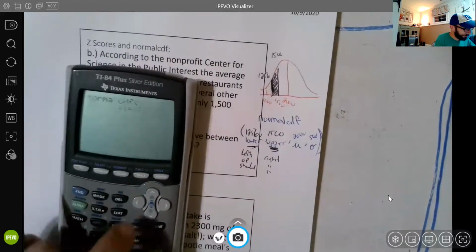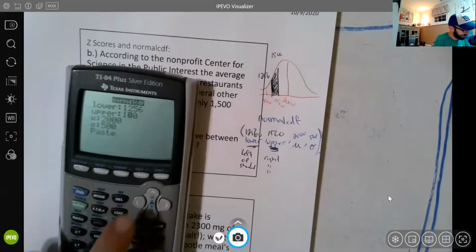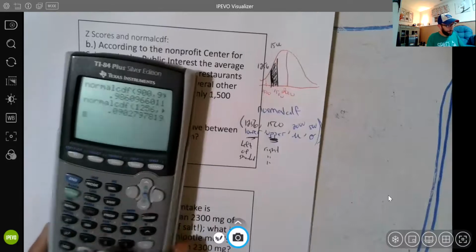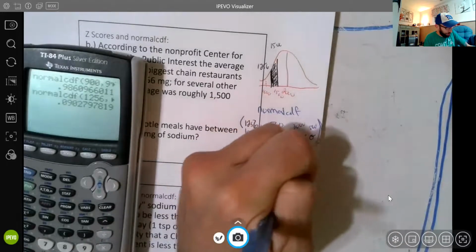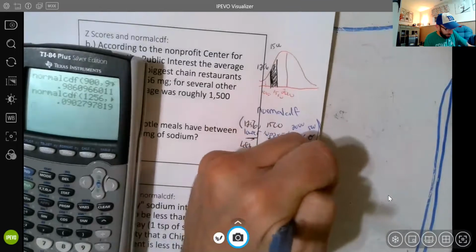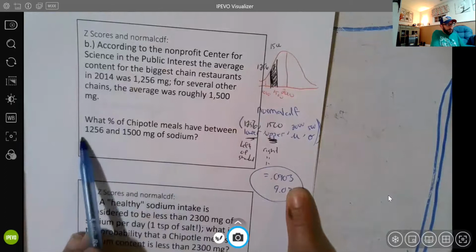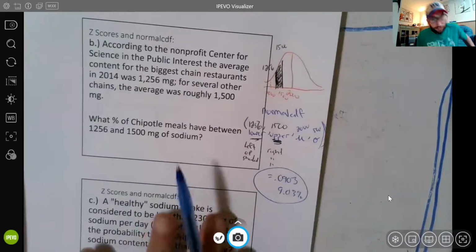As you get comfortable, move through these. Normalcdf, 1,256, 1,500. That's not what that says. That's left there from before. 9.03%. 0.0903 or 9.03%. Or we could say the probability that a Chipotle meal has between 1,256 and 1,500 milligrams of sodium is 0.0903 or 9.03%.